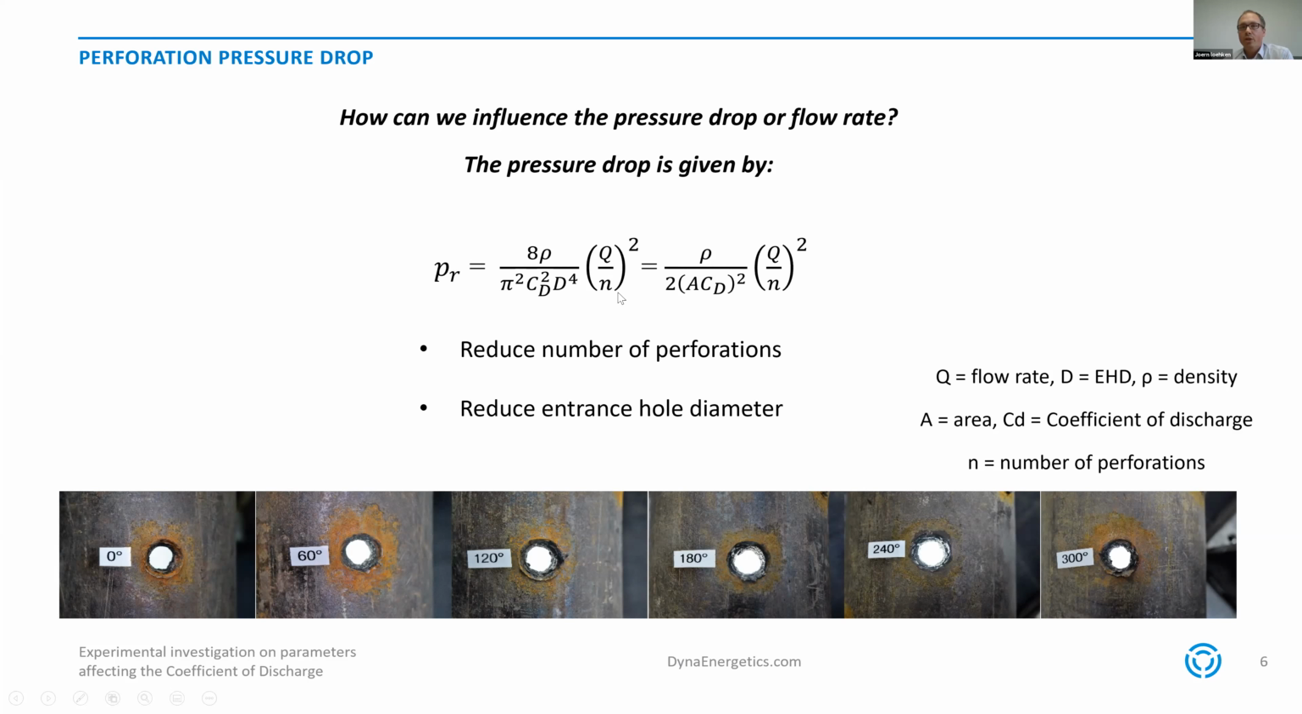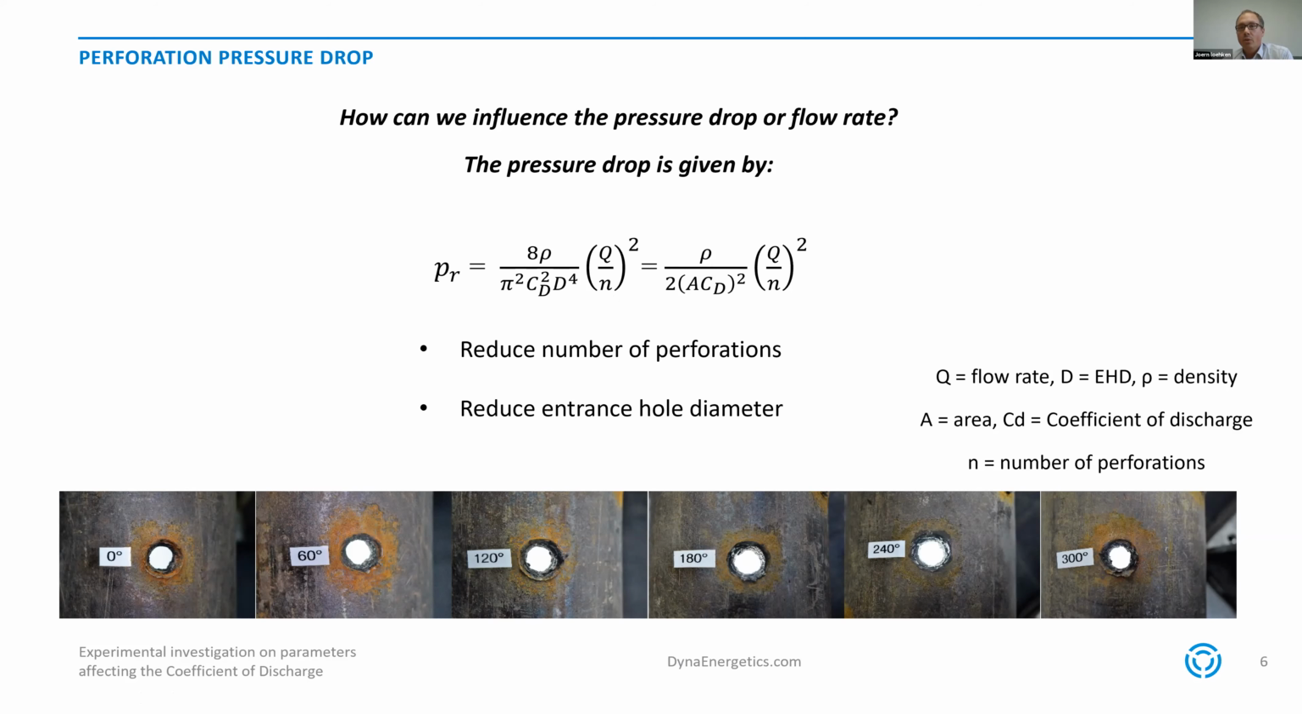Also, the number of perforations are quite important. And one of the most important parameters, because it goes with the fourth power, is the diameter of the perforation, as well as the coefficient of discharge. And if you rearrange this equation, using the surface area instead of the diameter, you can see that the surface area of the perforation as well as the coefficient of discharge are of a similar importance for this pressure drop. So what can you do to increase this pressure drop? You can either reduce the number of perforations or you can reduce your entrance hole diameter.